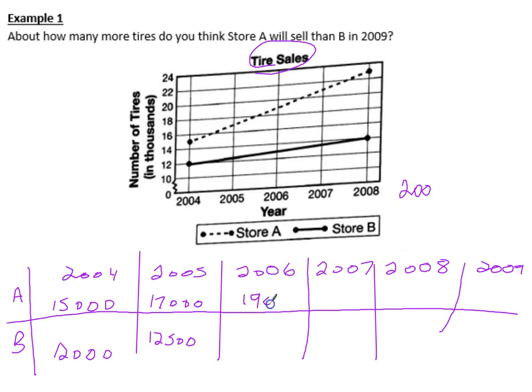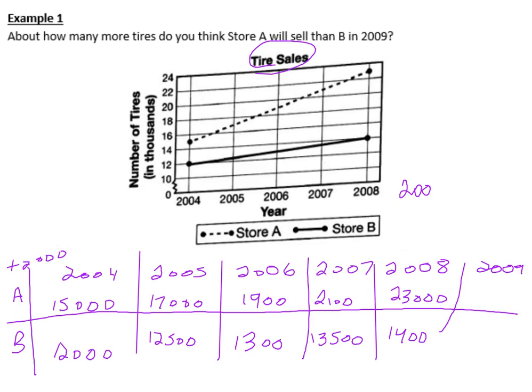Then we are going to go to 19,000 and then 13,000. And 2007, we are going to be at 21,000 tires for store A and for store B, we're going to be just about at 13,500. And then in 2008, we end up at 23,000 for store A and 14,000 for store B. So what we're going to do is we're going to look for a pattern. So in store A, we notice that the increase appears to be about 2,000 tires each time.